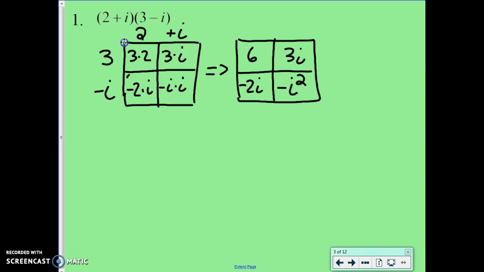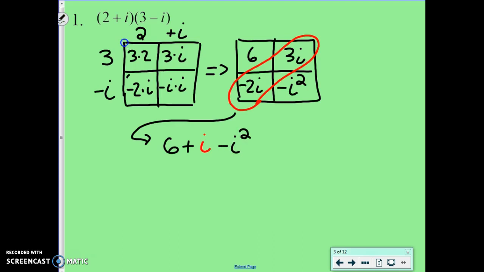Okay. I also recognize from my diagonals that they're like terms. So I'm going to add things together then. And what I'm going to get is 6 plus i minus i squared. And where do I get this i from? I get it from the fact that I get 3i minus 2i is equal to i. Okay, that's where I get it. So now I got 6 plus i minus i squared.